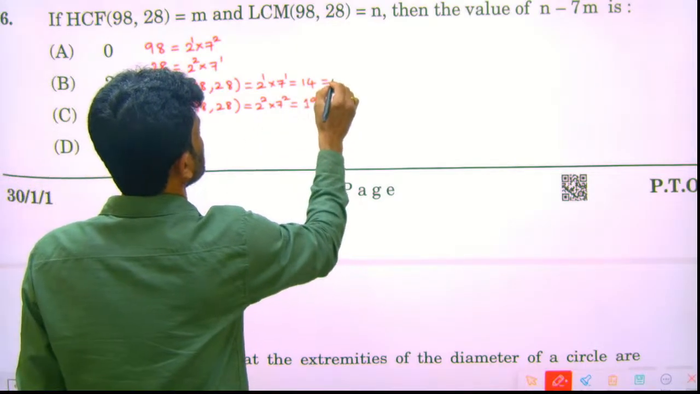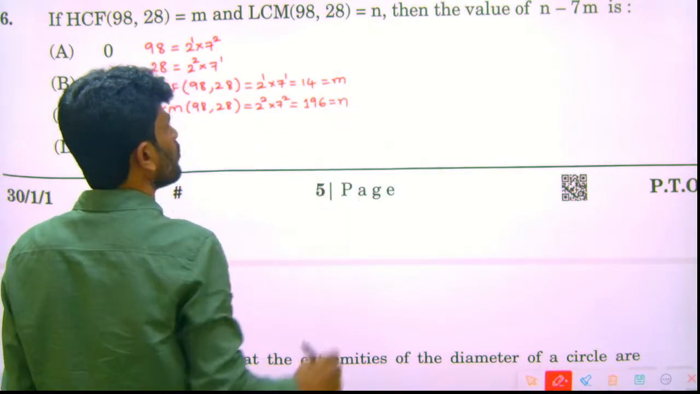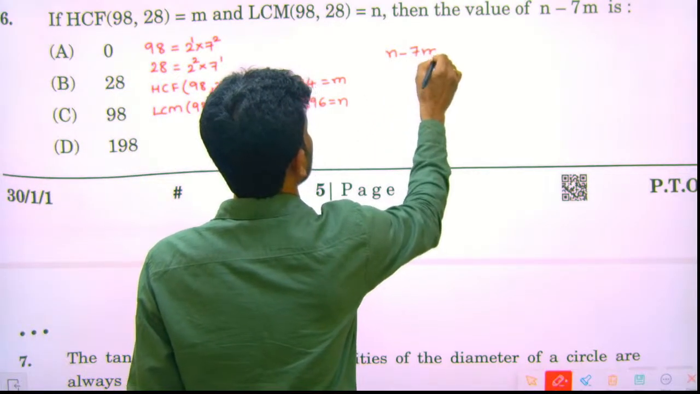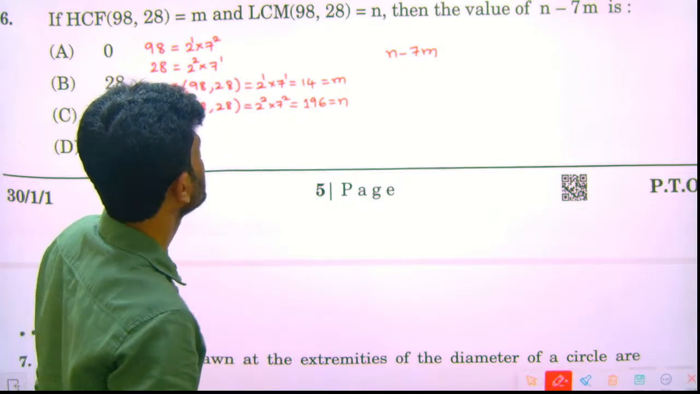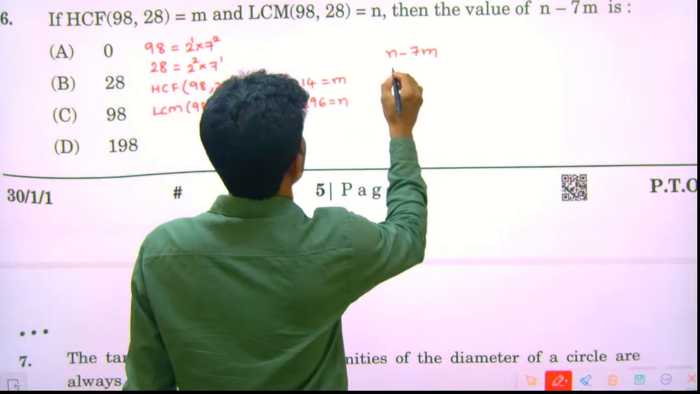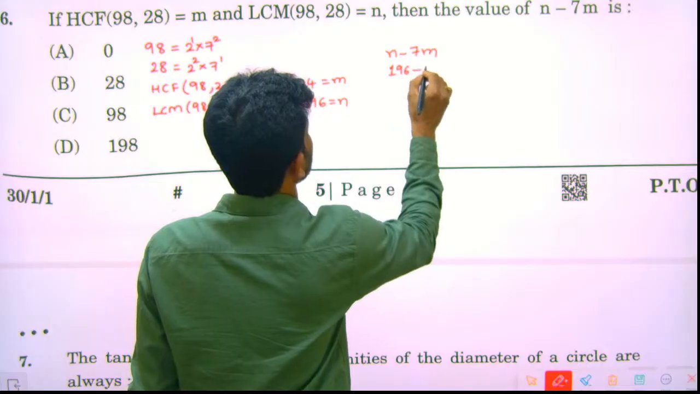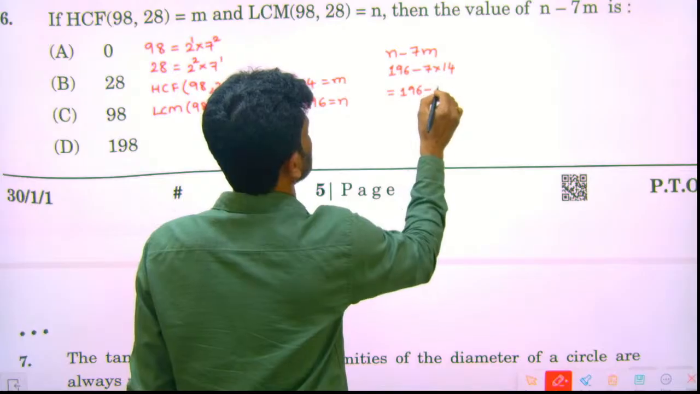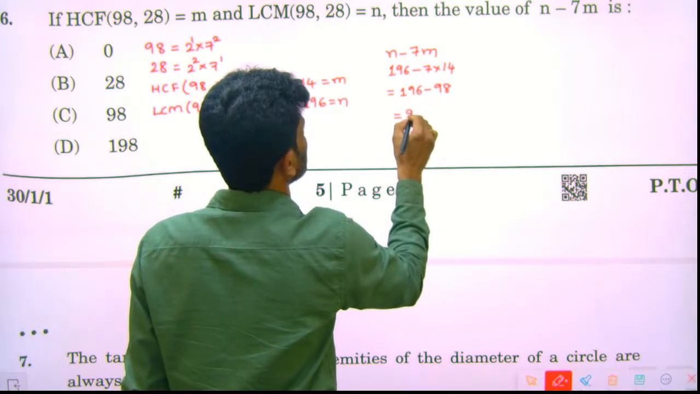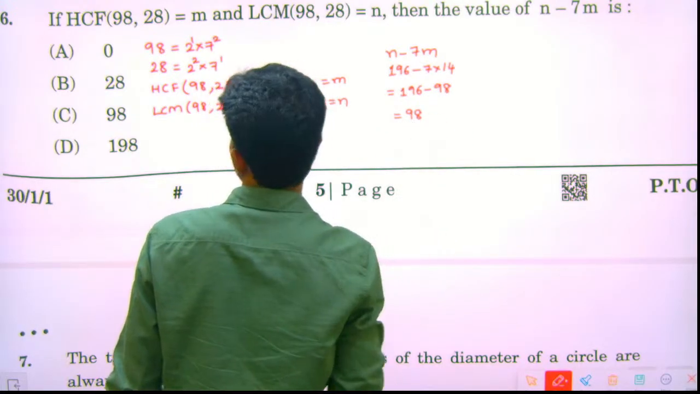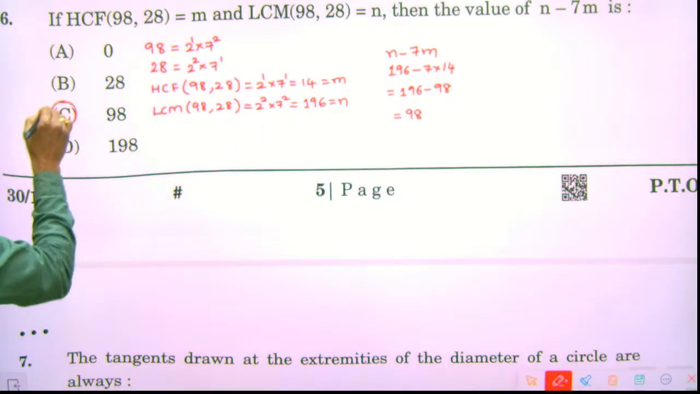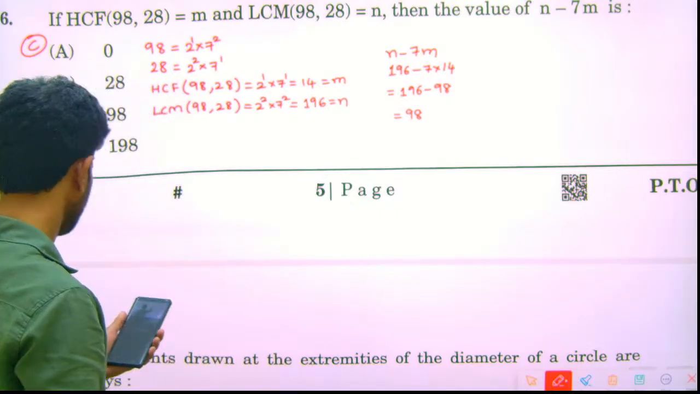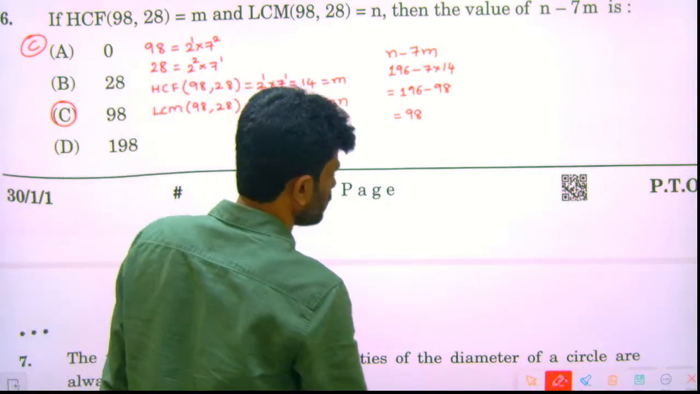So M is equal to 14 and N is equal to 196. We want the value of N minus 7M. What is it? 196 minus 7 into 14. That is 196 minus 98, which is 98. Which option is correct? Option C is correct. Question number 6, option C is correct. Now the next one.